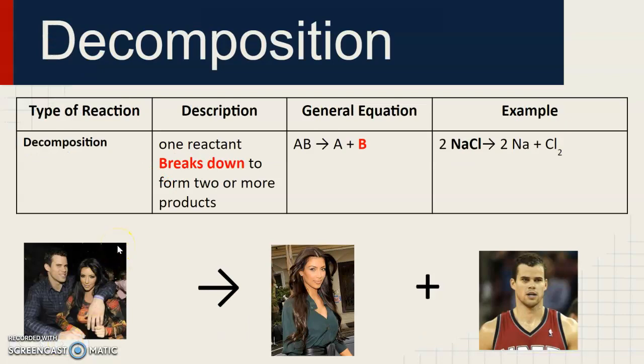Decomposition, this is when one reactant breaks down to form 2 or more products. So this is like the opposite of a synthesis reaction. The opposite of synthesis is decomposition. And our general equation is AB will yield A plus B. So same equation as last time, except it's just pretty much going in the other direction. So 2 sodium chloride will decompose to yield 2 sodium plus chlorine gas. That's what that means right there.